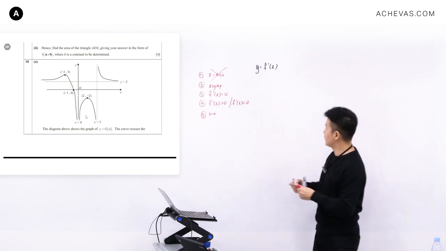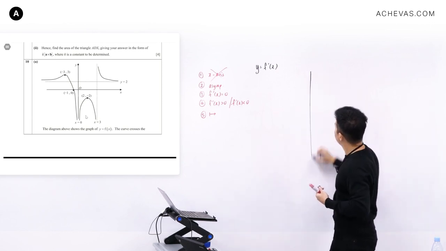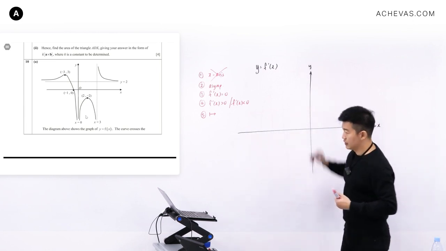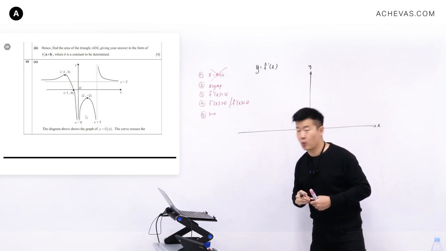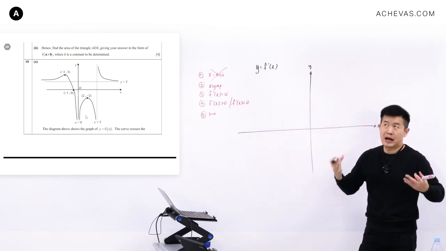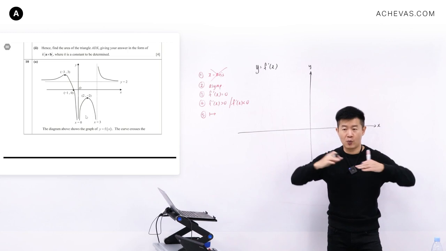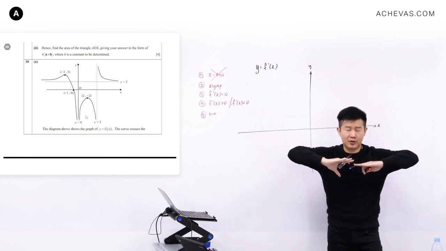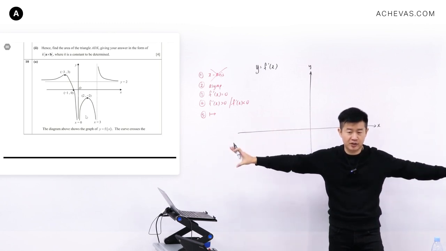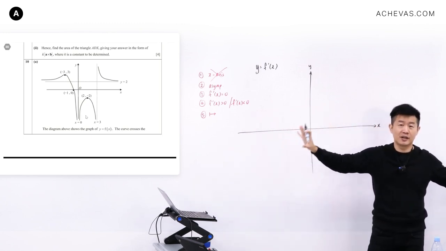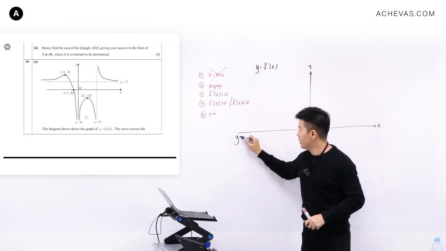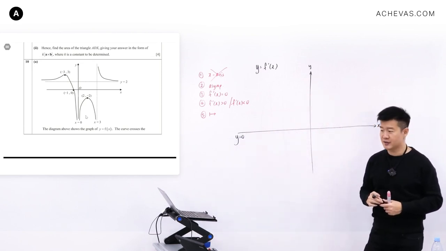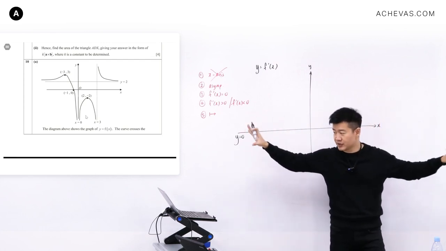So looking at the original graph, I'm going to work on the asymptotes. There's a horizontal asymptote y is equal to 2. And our focus is on the gradient. So for y is equal to 2, at the two ends the gradient tends to 0, because this horizontal asymptote is the behavior of y when x tends to plus or minus infinity. So I know that y is equal to 0 is likely going to be the new horizontal asymptote on the graph of y is equal to f prime x, because the gradient tends to 0.